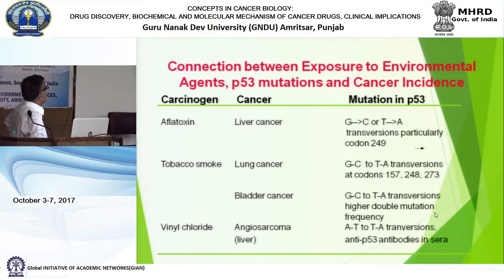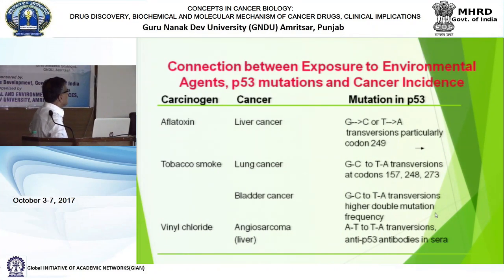And these are some of the mutations in P53 occurring. If you have aflatoxin as a carcinogen, which causes liver cancer, there is a codon 249 mutation, G to C or T to A. With tobacco smoke, bladder cancer and lung cancer, you have mutations at this and this codon. And then vinyl chloride, angiosarcoma, which is getting the transversions in P53.